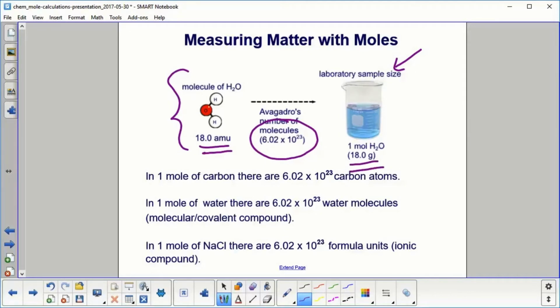They're the same. So if we have 1 mole of carbon, we have 6.02 times 10 to the 23rd carbon atoms. In 1 mole of water, there are 6.02 times 10 to the 23rd water molecules. And we're going to call that molecules, and that works for any molecular or covalent compound. In 1 mole of salt, sodium chloride, there are 6.02 times 10 to the 23rd formula units. We use that for ionic compounds.